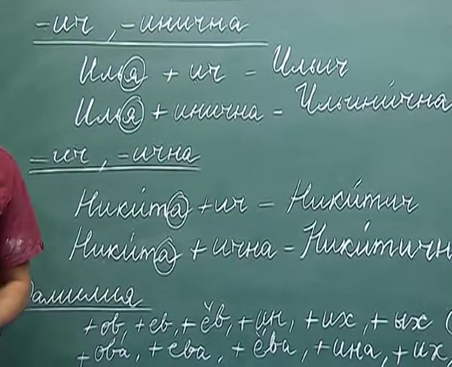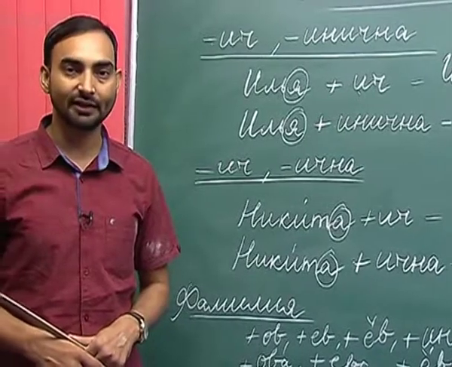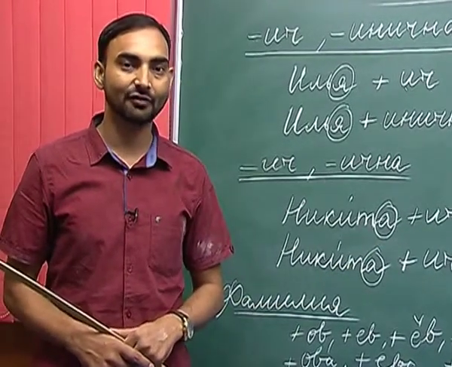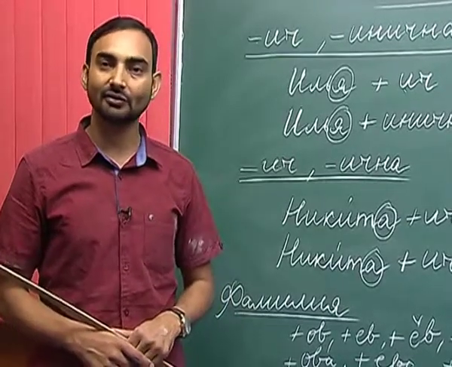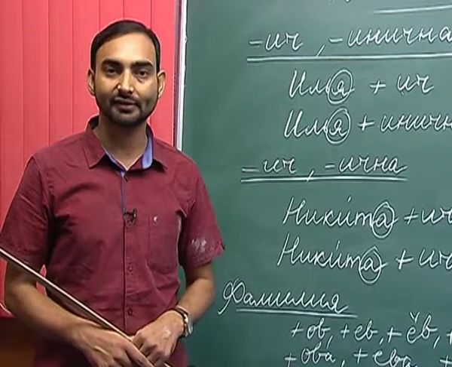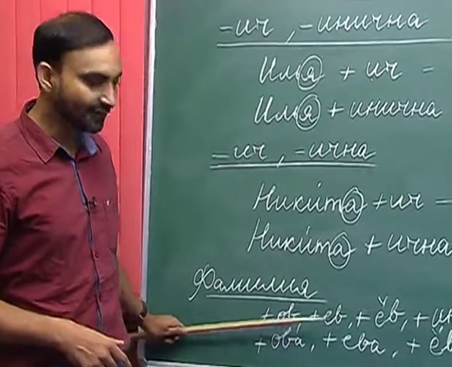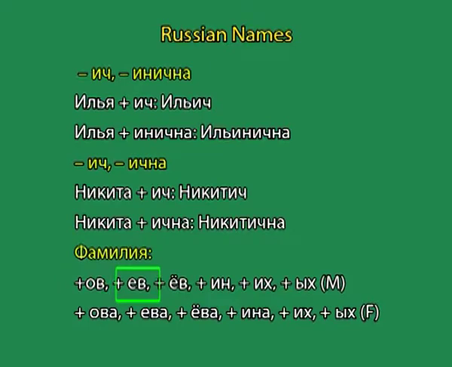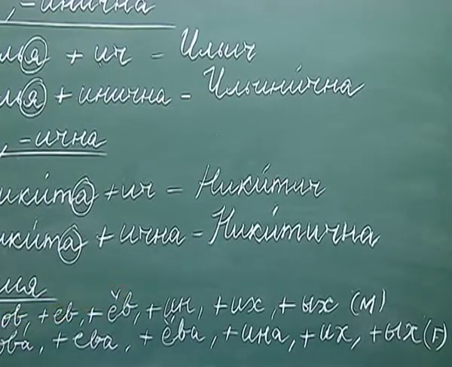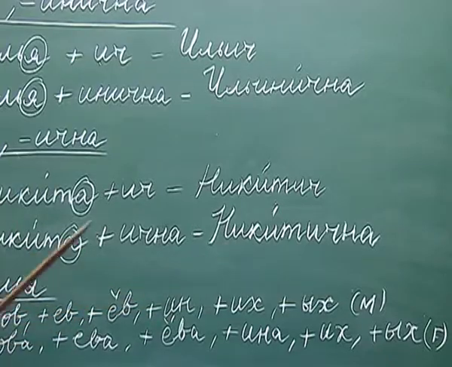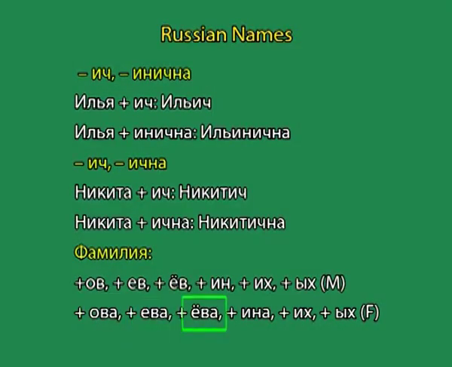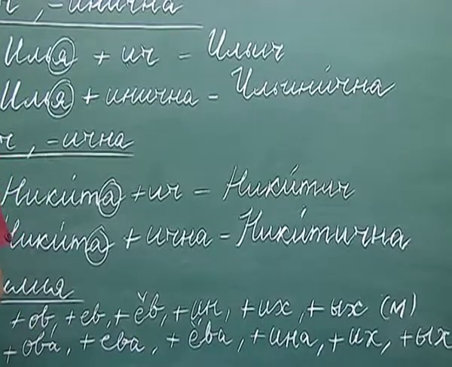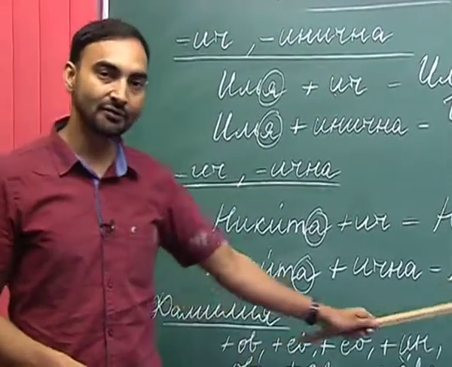So, now the third component, which is familia. Familia is surname. So, how do we form surnames from the first name? So, like the patronymic, these are also derived from the first name by adding various suffixes. Some of the suffixes which are added to get the surname are ov, yev, yov, in, ich, ich. So, these are few suffixes which are used to get the masculine surname, and ova, yeva, yova, ina, ich and ich. These are the suffixes which are added to a first name to get the feminine surname.